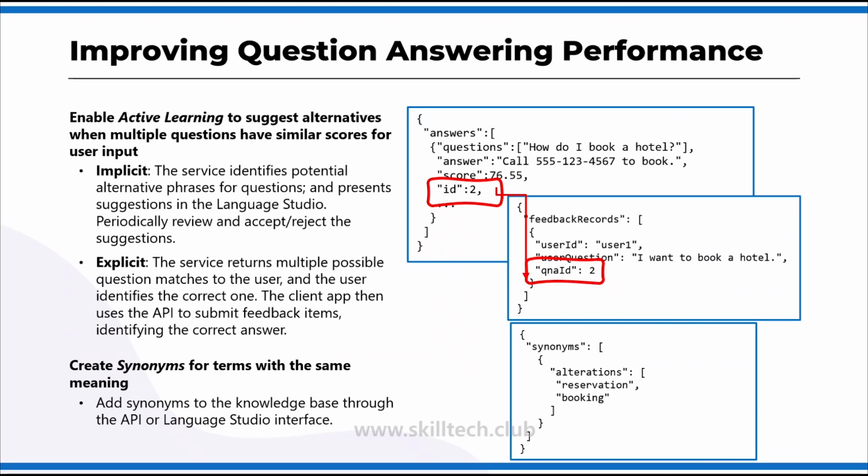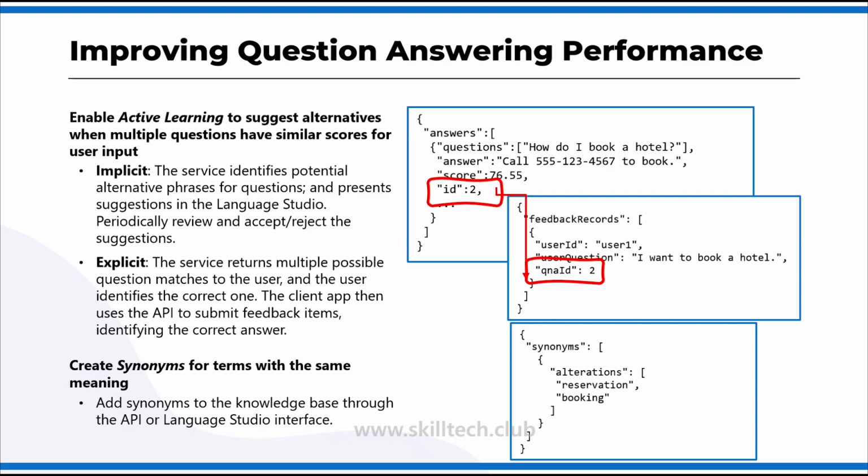Now, how can you improve the question answering performance? That is one basic question which everyone asks when they are working with this. The answer is that you can do this by enabling active learning to suggest alternatives when multiple questions have similar scores for user input. In other words, when the confidence score is not very high and you have other options available. In this case, you have two different ways to do this.